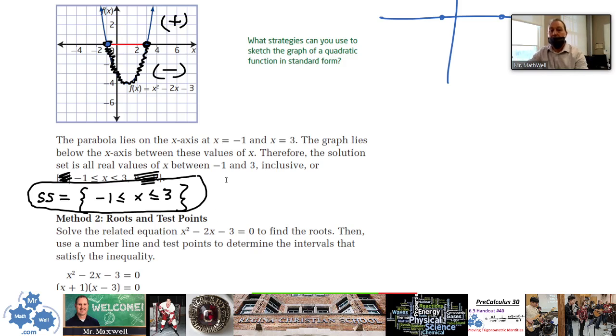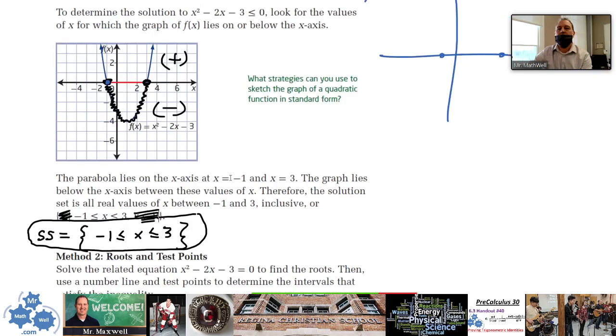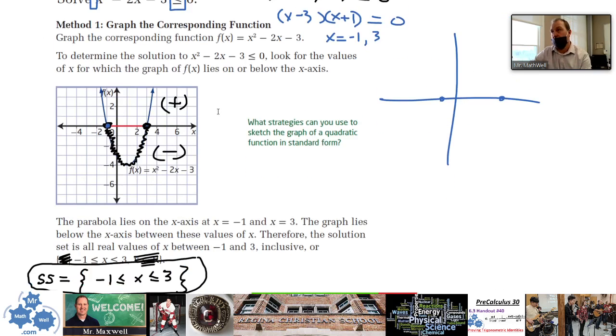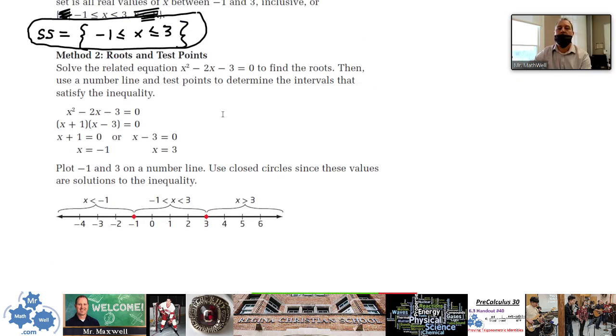All right. Now, method 2 would be finding the roots, like we did up here, and just using test points. So finding the roots means we factor the quadratic and find out the roots. Now, here's where the number line comes in handy, guys. Watch this. So if you plot these on a quick number line like this, what you should do is test points in each region. Test points in each region.